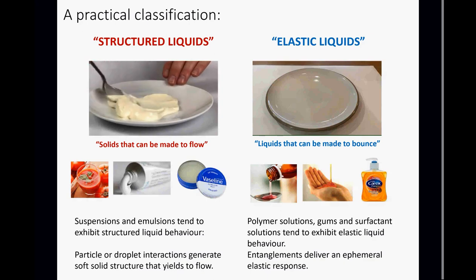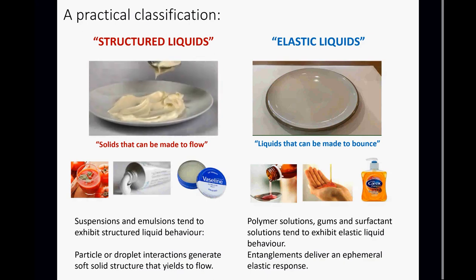So what I'd like to present today is a simple, practical classification that we can use for describing these materials. And we could take suspensions and emulsions, and we can describe those as structured liquids. And you can think about structured liquids as being solids that can be made to flow.